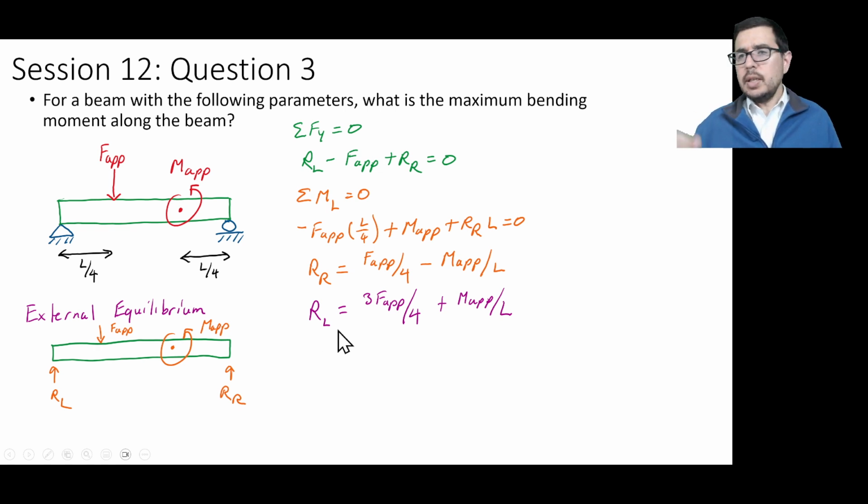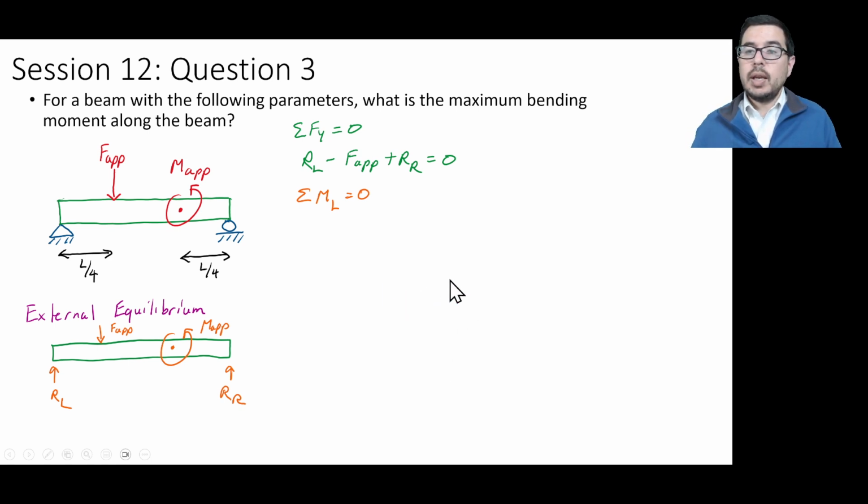We discussed in the class session that these types of problems are determinate in nature, and we see that here: we're able to use equilibrium to figure out the unknown values in the problem. The two unknowns were RL and RR, and through two equations, we've been able to solve and find values for them.